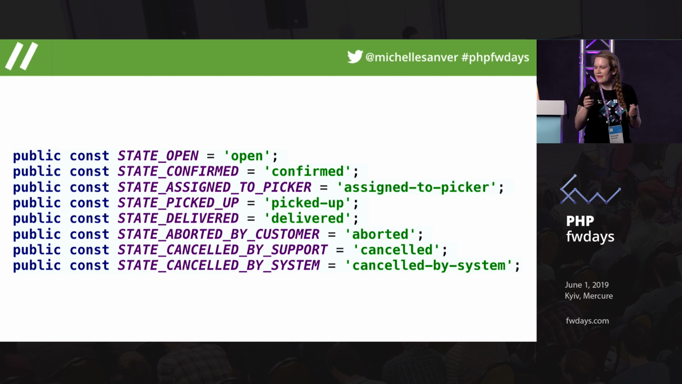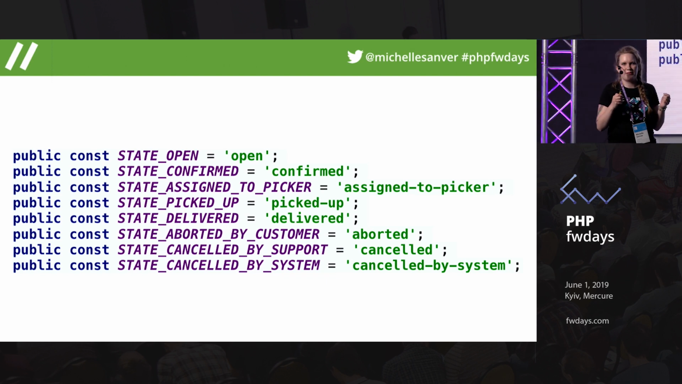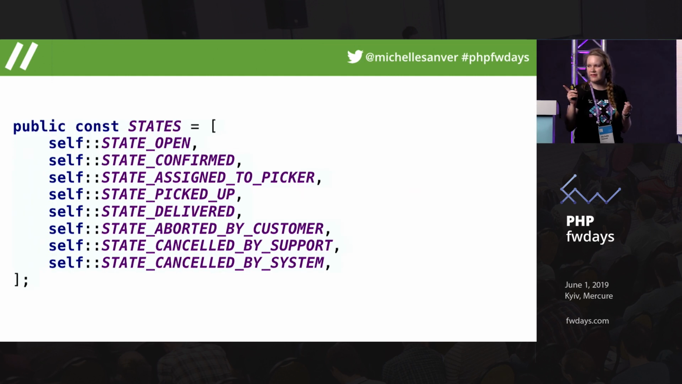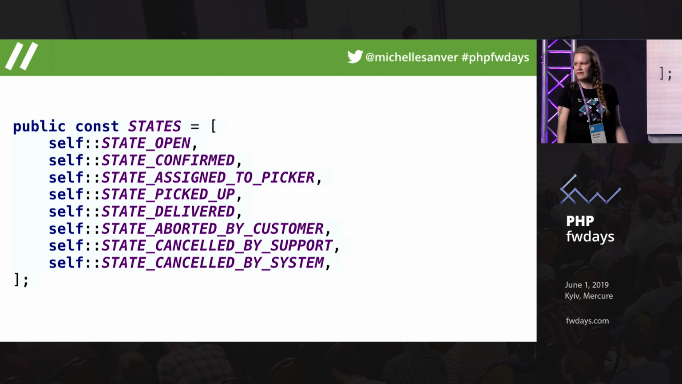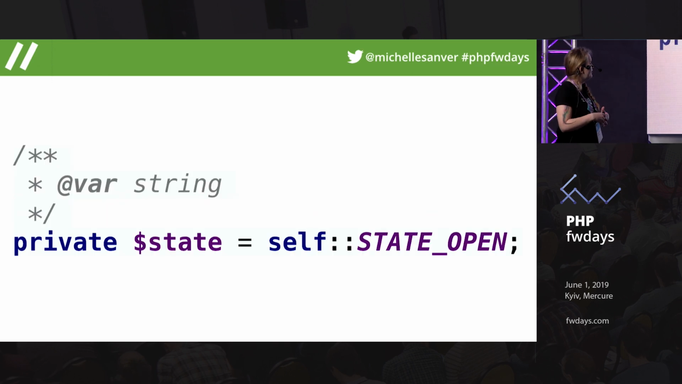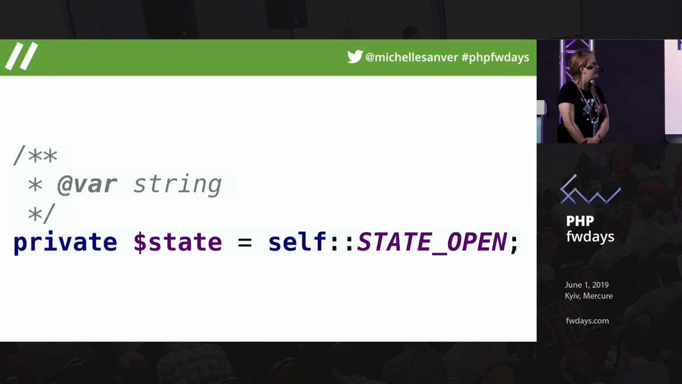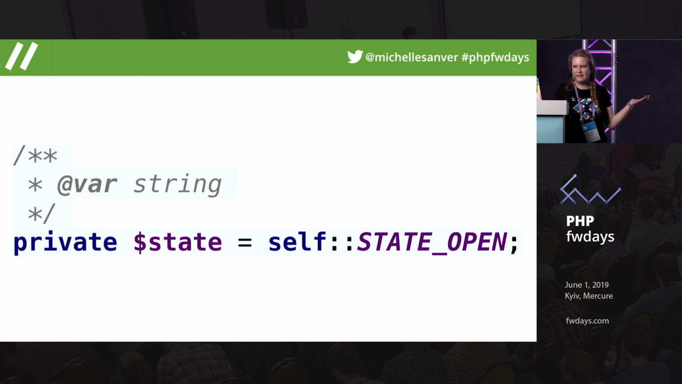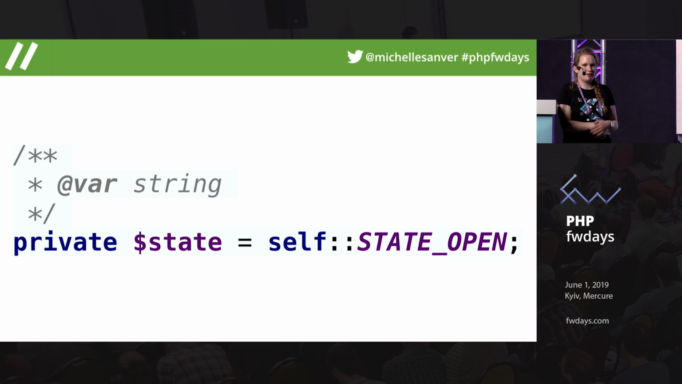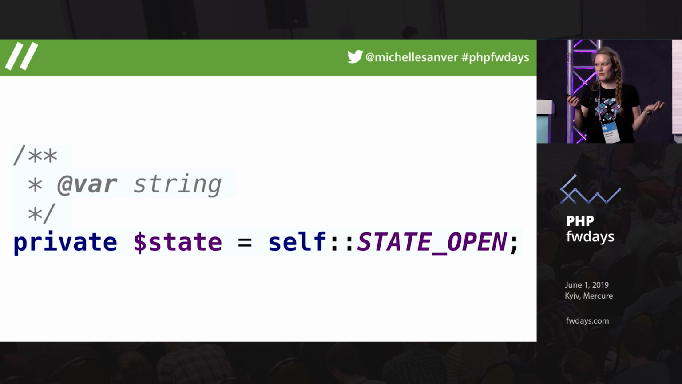So, I think my computer wanted to step ahead and go to the demo immediately, but here's the constants of all our states. And we do the same for transitions. And then we have here the private state property. And we define that it's open by default because an order always starts as open.